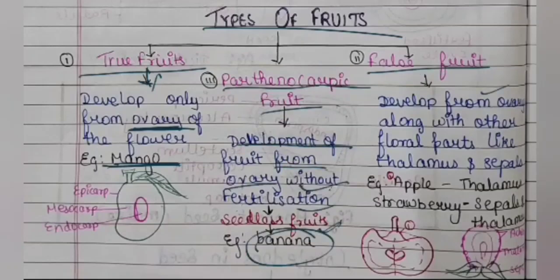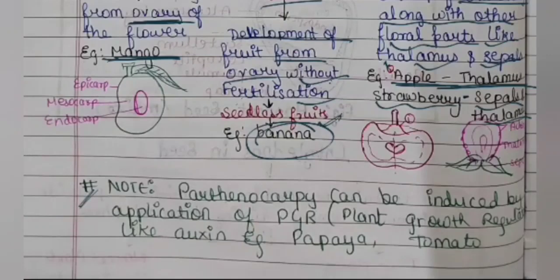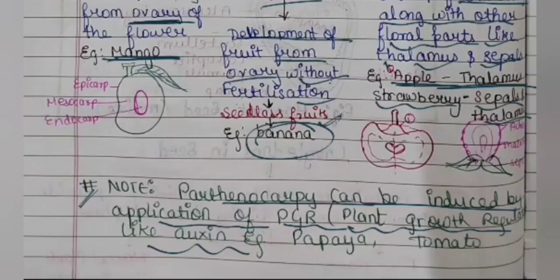Now coming to the false fruit, it developed from ovary along with other floral parts such as thalamus and sepals. In case of apple, it is grown from the thalamus part of the plant, and in case of strawberry, it has grown from sepals and thalamus. A note is given here that parthenocarpy can be induced by the application of PGR, that is plant growth regulator, like auxin, example in the case of papaya and tomato.